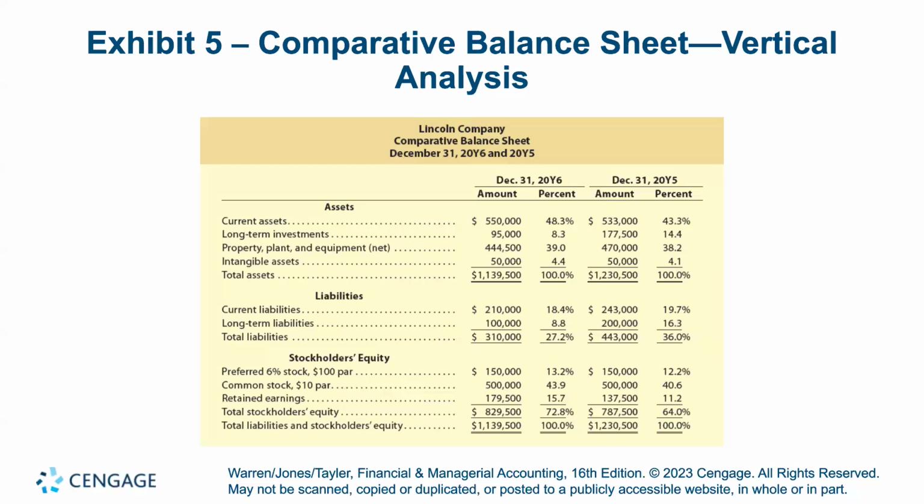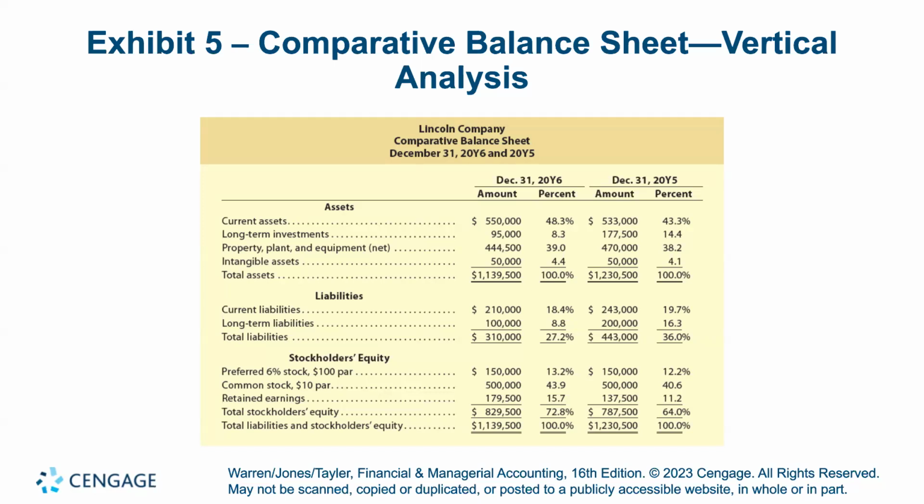retained earnings 15.7%. So in a vertical analysis, all we're doing is dividing every single row or line item by the largest number on there. And so for a balance sheet, that's always the total asset amount. That's going to be the largest number on the balance sheet. So we can see them all as a percentage.